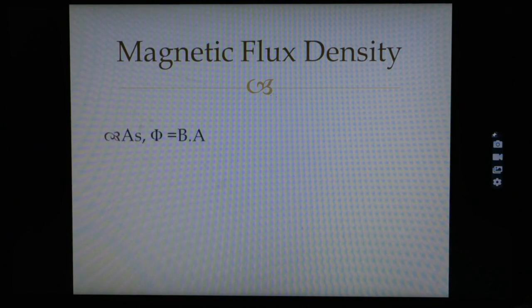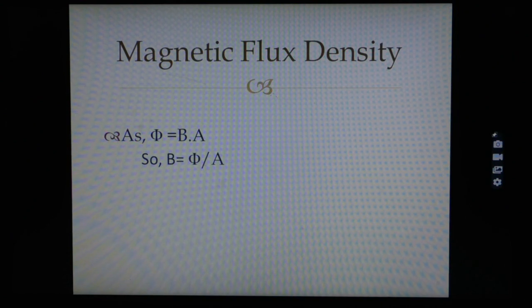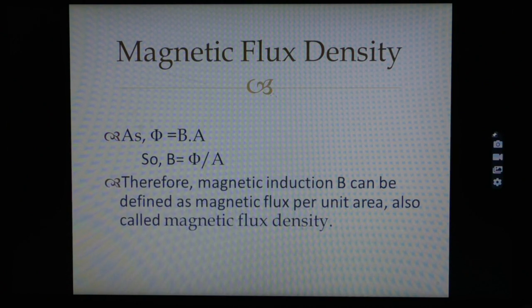Now, magnetic flux density, that is B. So from the formula, what comes? We eliminate for B. B is equal to phi over A. Therefore, magnetic induction B can be defined as magnetic flux per unit area, also called magnetic flux density. So this B, that is equal to magnetic flux per unit area, is known as magnetic flux density.